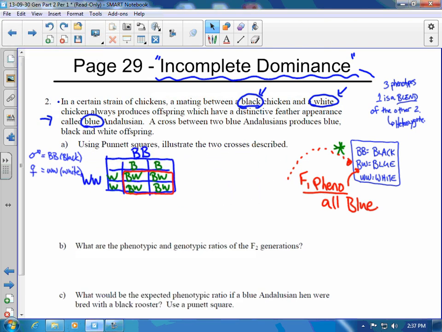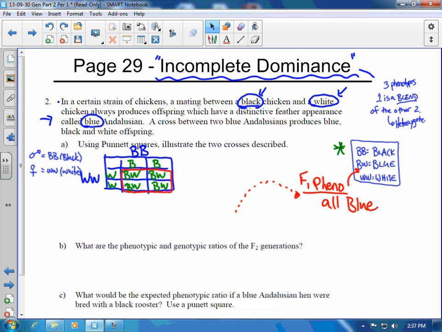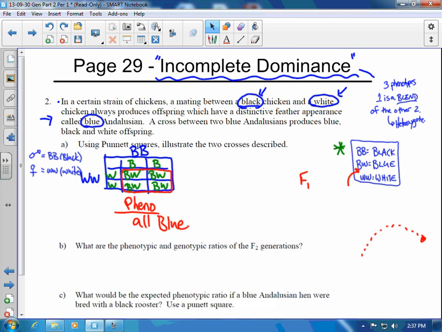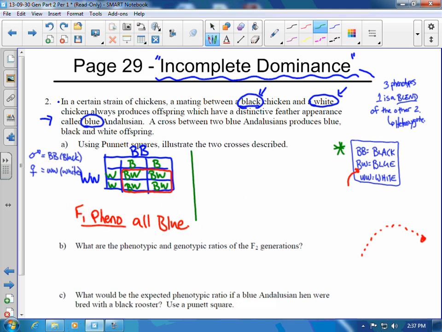So let this continue. I'm just going to take that away. And I'll try the second cross. The second cross begins right there. A cross between two blues produces blue, black and white. Let's see if this is in fact true. I'm going to take two of the blues from right there, one there, and one there.